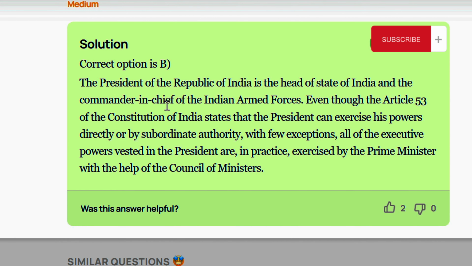Solution. So here correct answer is B. The President of the Republic of India is the head of State of India and the Commander-in-Chief of the Indian Armed Forces, even though Article 53 of the Constitution of India states that the President can exercise his power directly or by subordinate authority with few exceptions. All of the executive power vested in the President is in practice exercised by the Prime Minister with the help of the Council of Ministers.